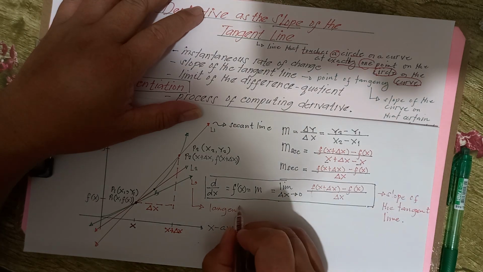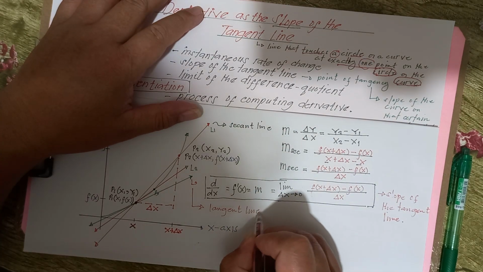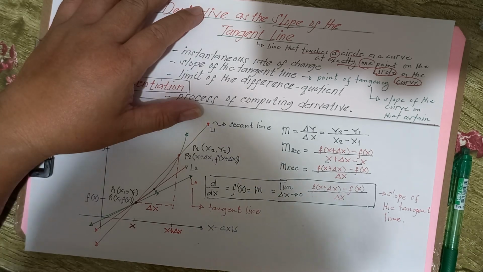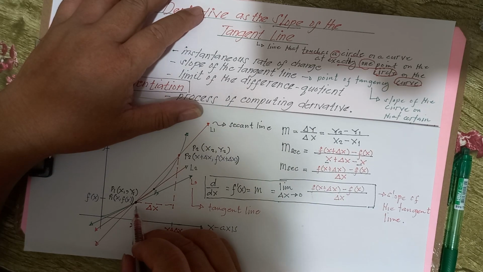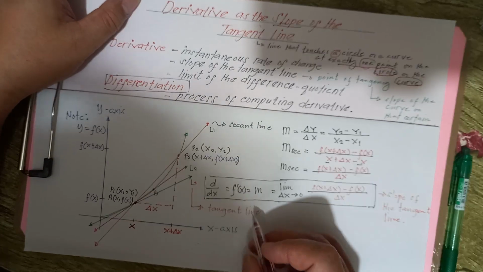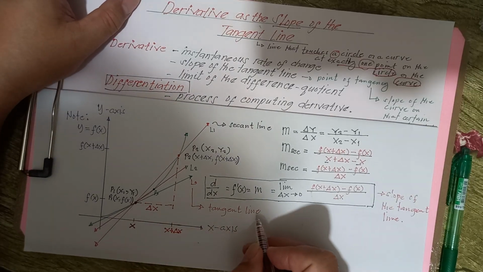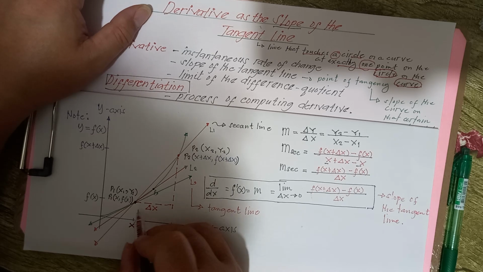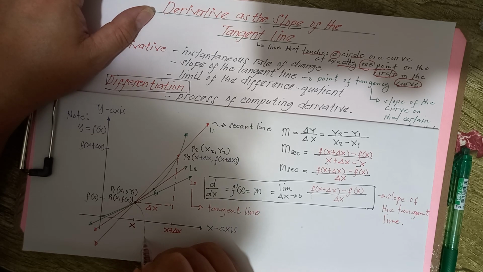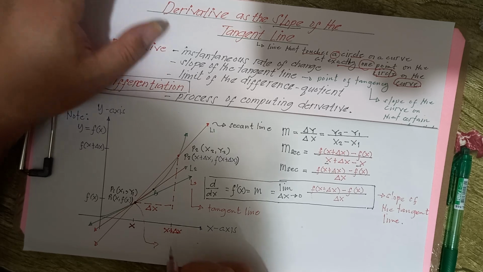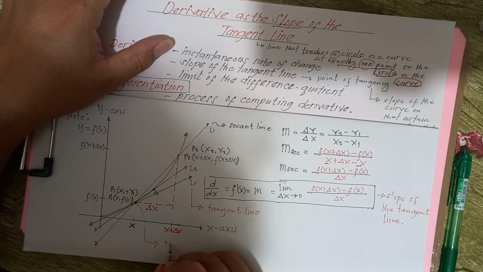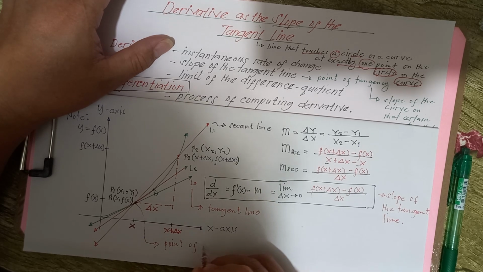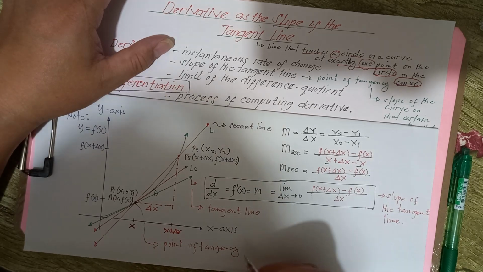A tangent line. Okay, so this is now considered to be a tangent line. Why? Because it only touches one point on the curve. So if that is a tangent line, then our point 1 in here, in relation to line 3, must be called the point of tangency.